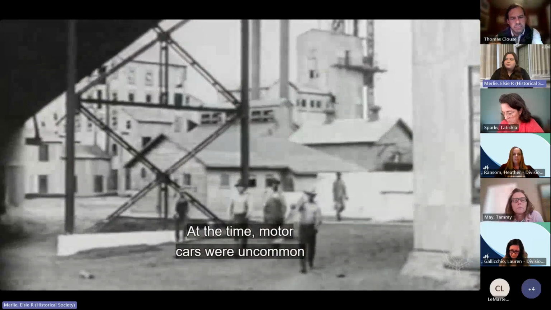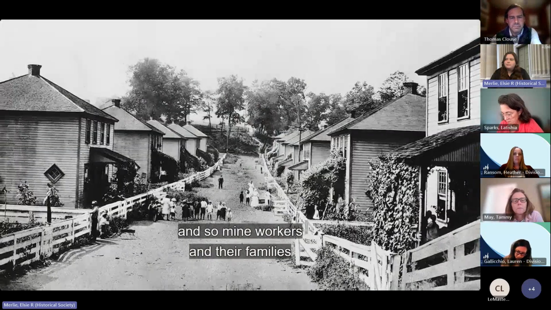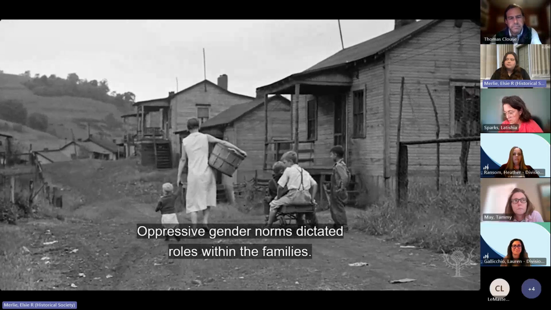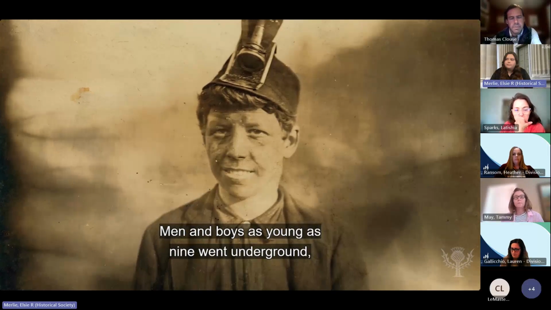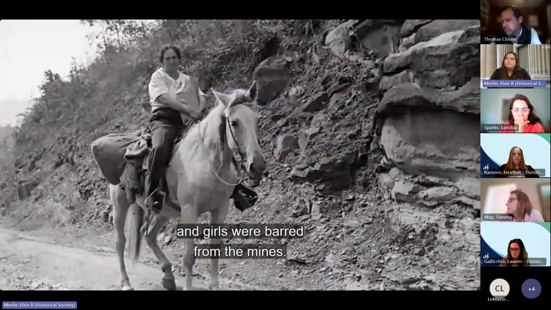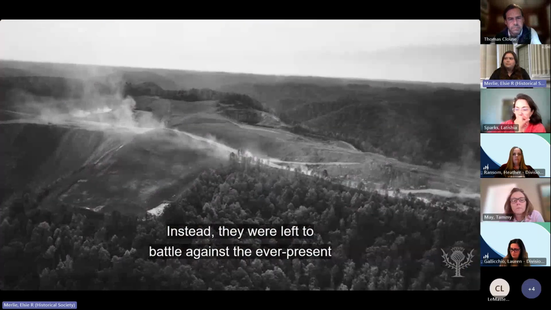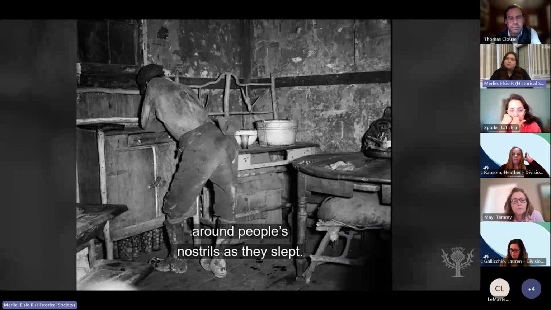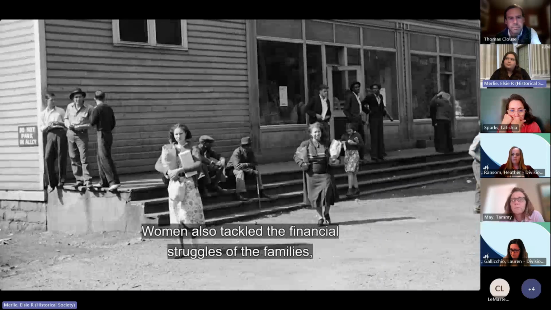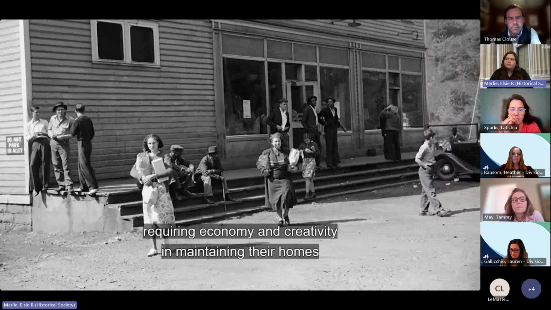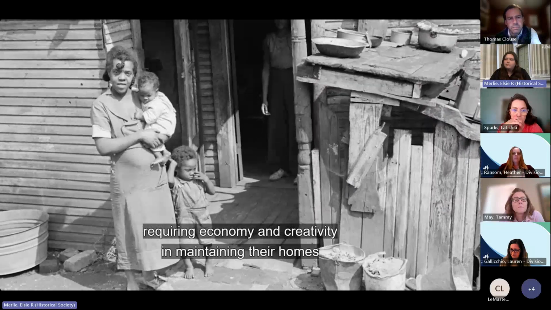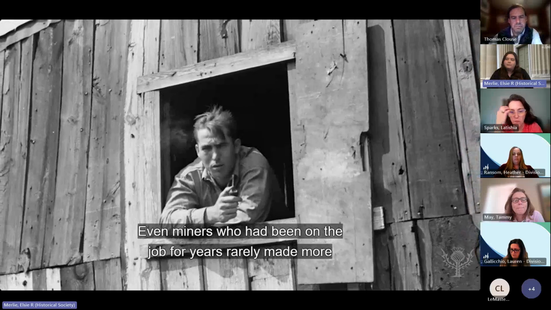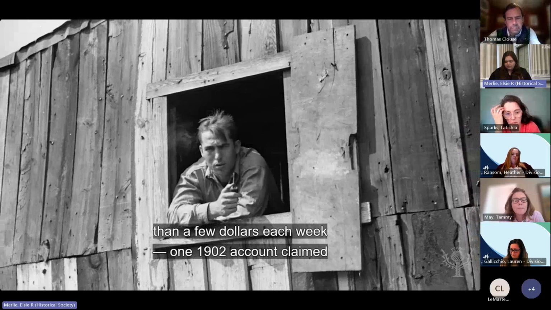At the time, motor cars were uncommon, and so mine workers and their families lived close to the mines. Aggressive gender norms dictated roles within the families. Men and boys as young as 9 went underground, and girls were barred from the mines. Instead, they were left to battle against the ever-present black dust that would dirty laundry as it dried and crust around people's nostrils as they slept. Women also tackled the financial struggles of the families, requiring economy and creativity in maintaining their homes and feeding their families. Even miners who had been on the job for years rarely made more than a few dollars each week.